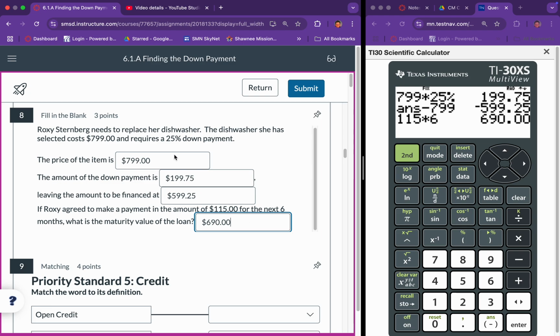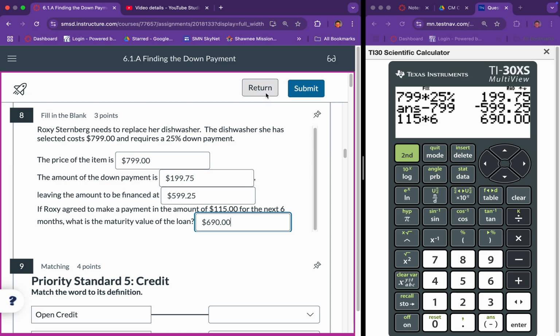So she bought the washing machine for $799. At the store, she paid them $199.75, which means she was $599.25 short. But they let her go ahead and take the washing machine, or the dishwasher. What are we buying? A dishwasher? The dishwasher anyway. She agreed to pay them $115 over 6 months, which means at the end of that time, she actually had given them $690, even though she borrowed $599. She ended up, the maturity value of the loan was $690.